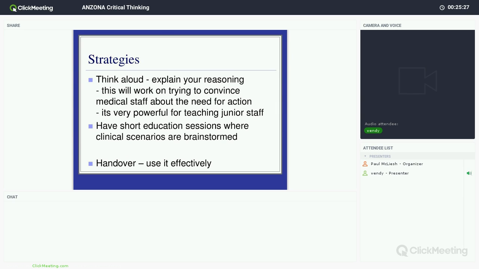Strategies to actually assist ourselves with critical thinking. Some of the strategies that we can do, not only for ourselves, but also the others that we work with, is thinking aloud. So when you are doing this clinical problem solving or decision making, you're explaining your reasoning. And what it will do is not only help yourself with it, but particularly your junior staff, that's how you can be starting to get them within that critical thinking frame of mind.